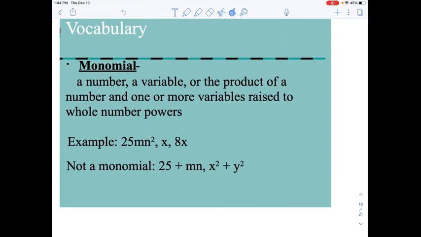So more vocab, a monomial is a number, a variable, or the product of a number and one or more variables raised to whole number powers. So there's no addition or subtraction, just multiplication. Like 25mn squared, x, 8x, those are examples of monomials. Not monomials would be 25 plus mn, x squared plus y squared, because there's addition in there.